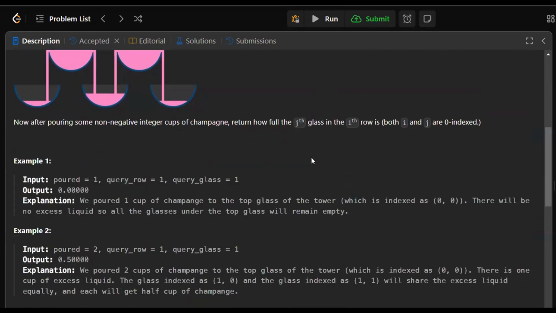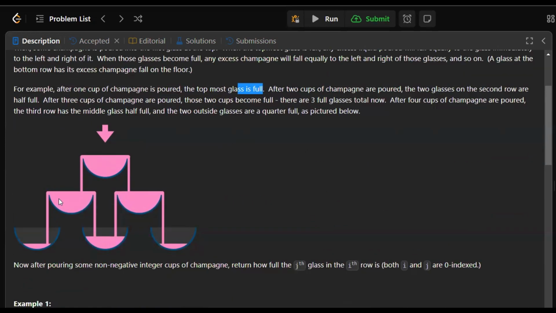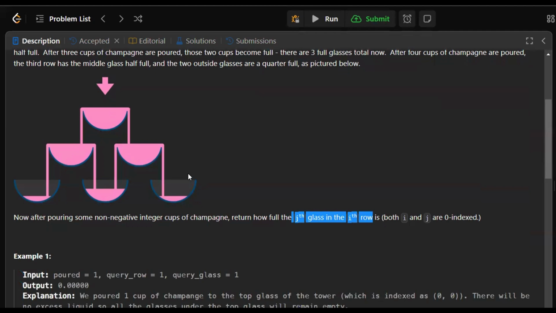Now we are given the row number, the corresponding glass of this specific row, and the amount of champagne we will pour into the first glass. We have to tell what will be the champagne amount in the jth glass of the ith row. Now, I hope you understood the problem statement. Now let's move on to the algorithm and understand this problem in a deeper way.